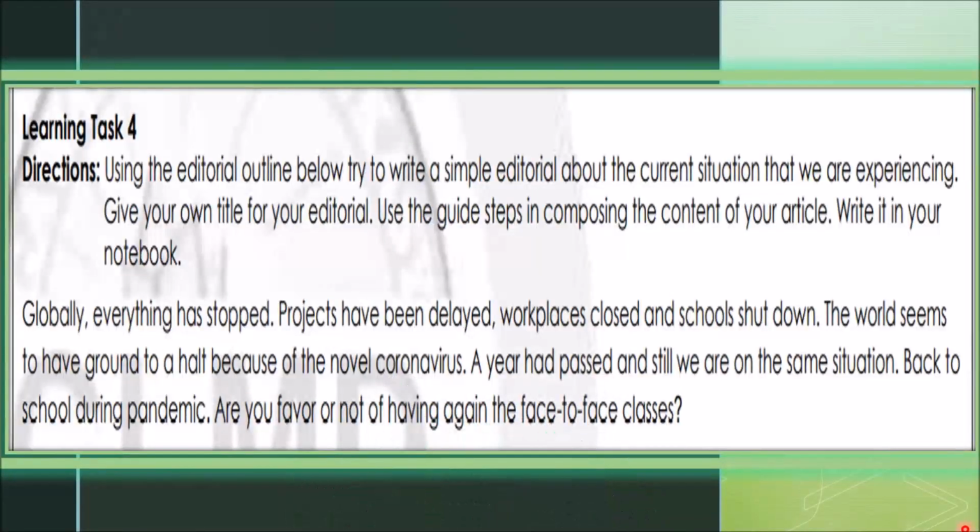So, for learning task 4, what will you do? Using the editorial outline below, try to write a simple editorial about the current situation that we are experiencing. Write your own title for your editorial. Use the guide steps in composing the content of your article. Write it in your notebook. Okay, so anong gagawin? Anong pinapagawa? Write simple editorial about the current situation.